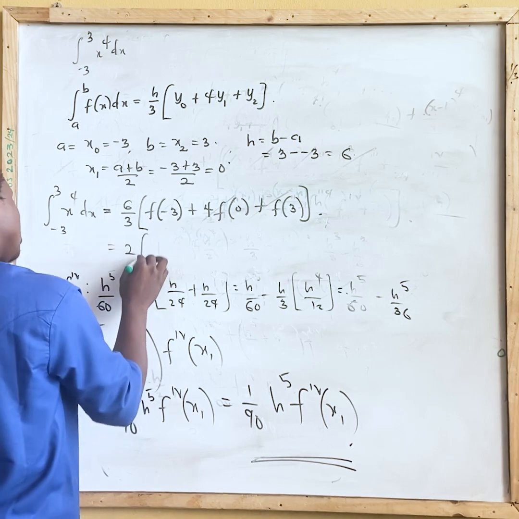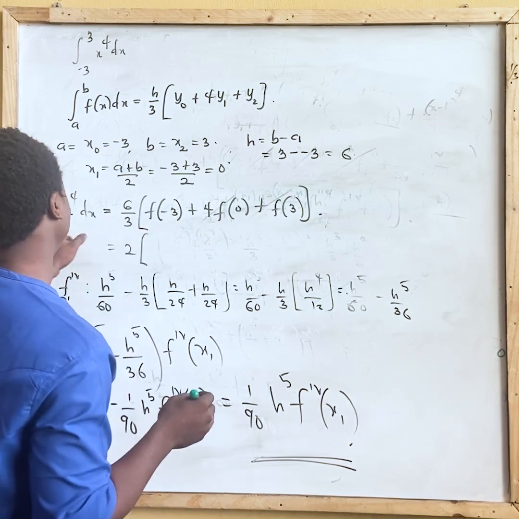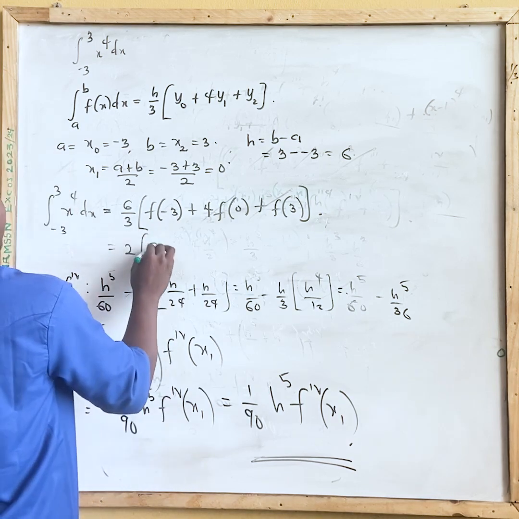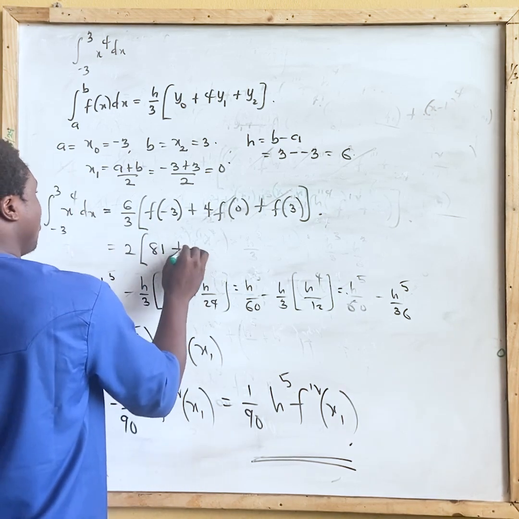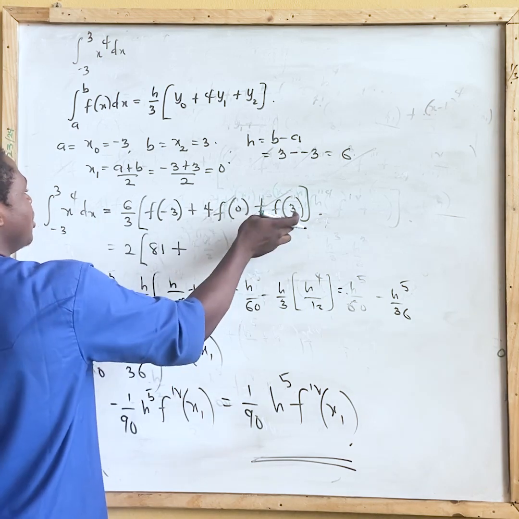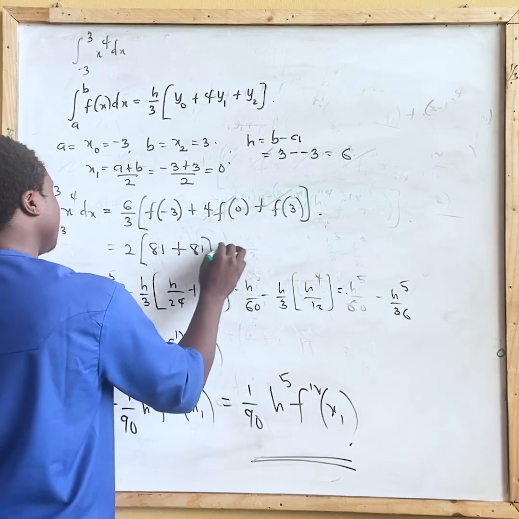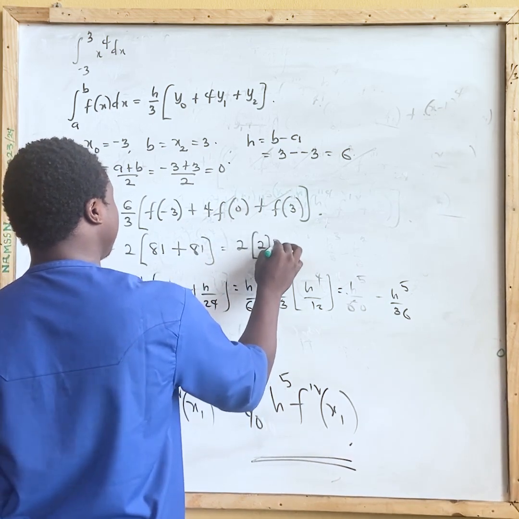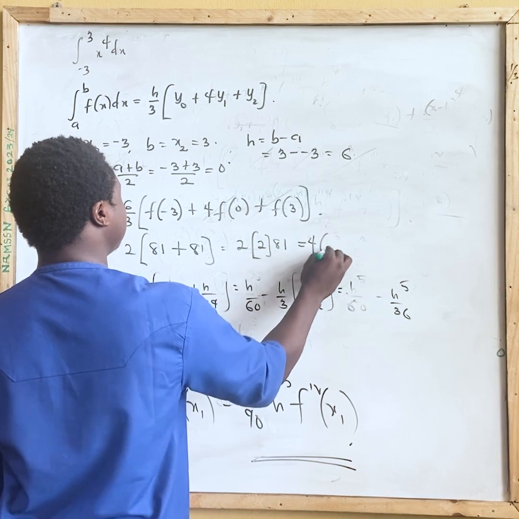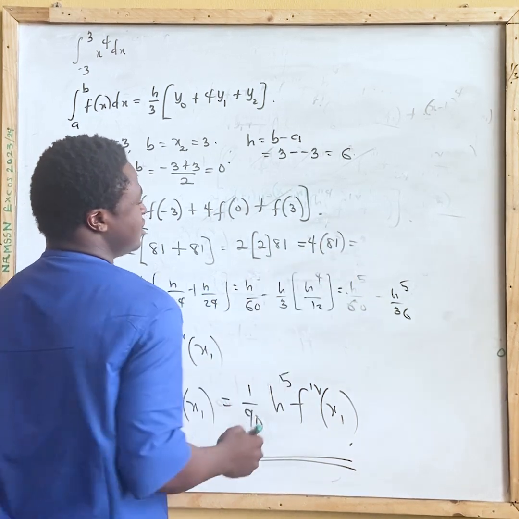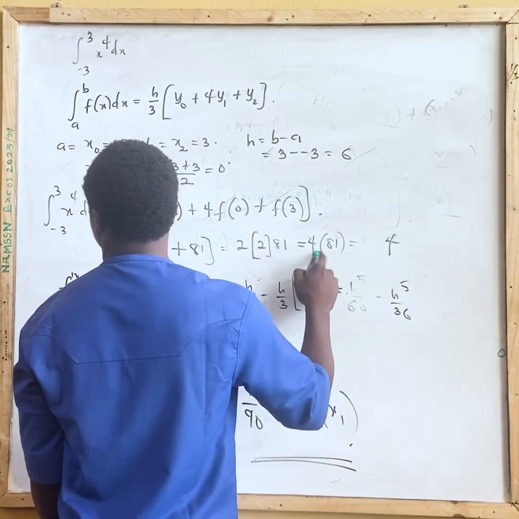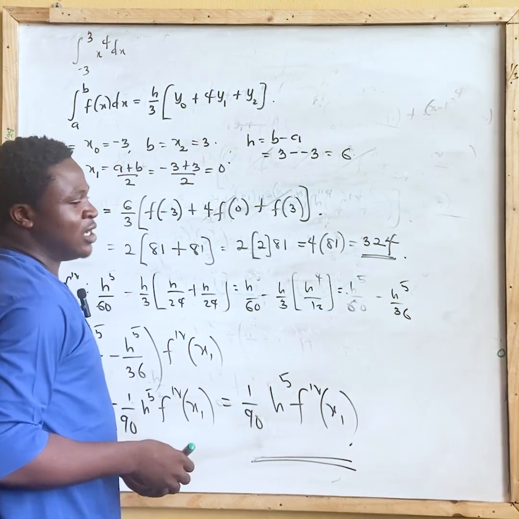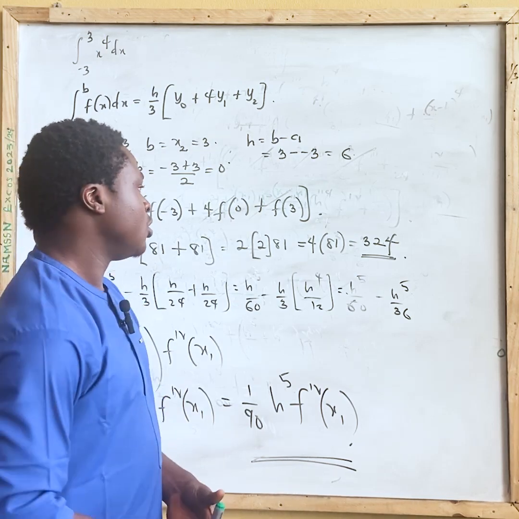which will give us 2 into f of minus 3. When I put minus 3 here, I'll get 81. So I have this to be 81 plus, when I put 0, I have 0. That one is gone. For 3, I have 81 also. This is giving me 2 times 2 times 81, which is 4 times 81, and that is 432. So this is the answer, and that answers question 3c.